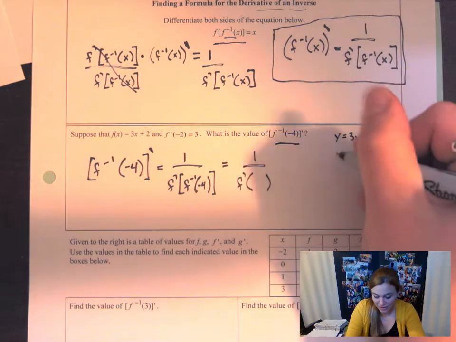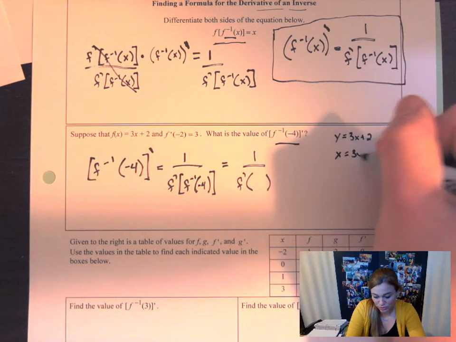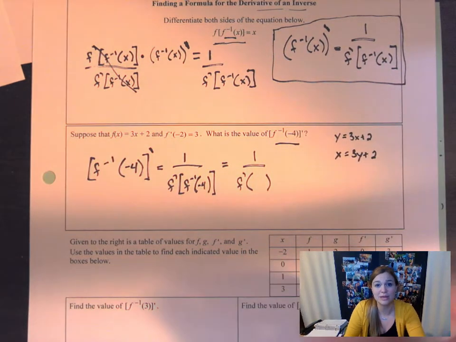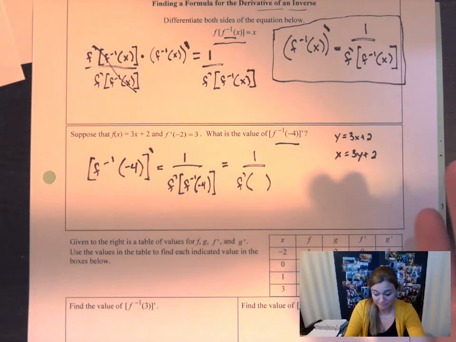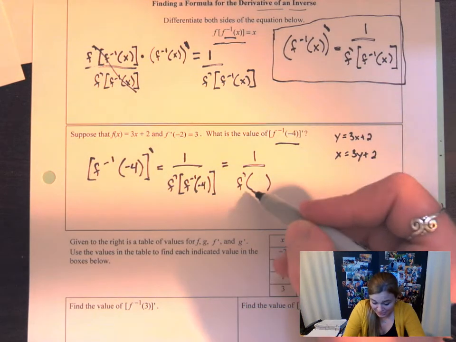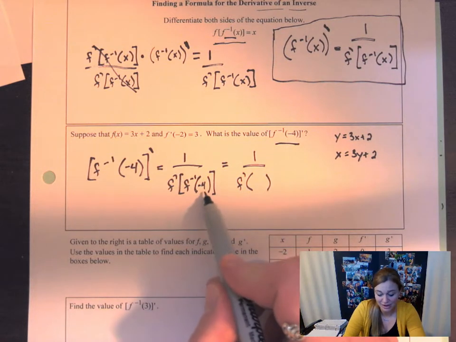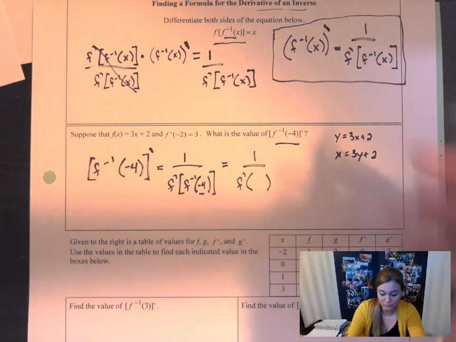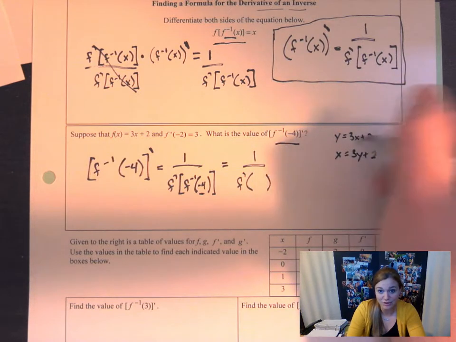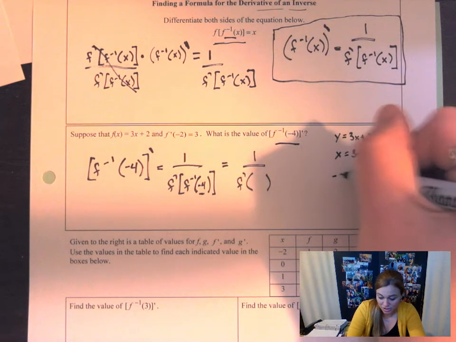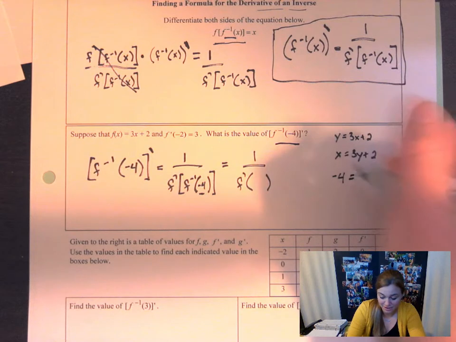Or if you're like, you know what, I know that this would just be x equals 3y plus 2. There's no reason for me to solve this right now. I can solve in a minute. I just want to substitute in -4 into here. I want to see, okay, f inverse of -4. This would really mean, knowing the x and y's are switched, you would put -4 in for x.